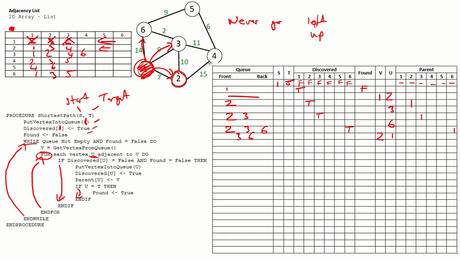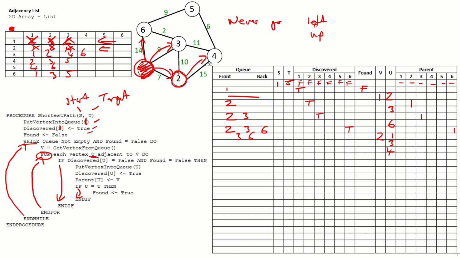Go back around, get the next one. The next one is going to be 3. So we'll put that in. And if discovered U is false, well, again, discovered 3 is not false. We've already found 3. We don't need to go there again. So we can skip that. Go back around the for loop again, get the next value of U, which is 4.